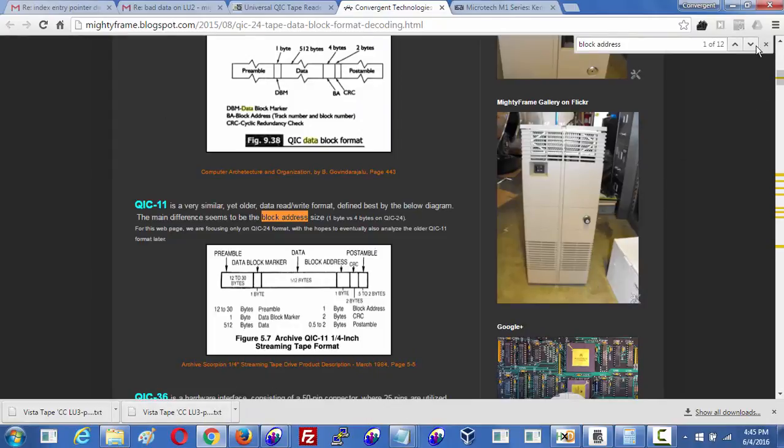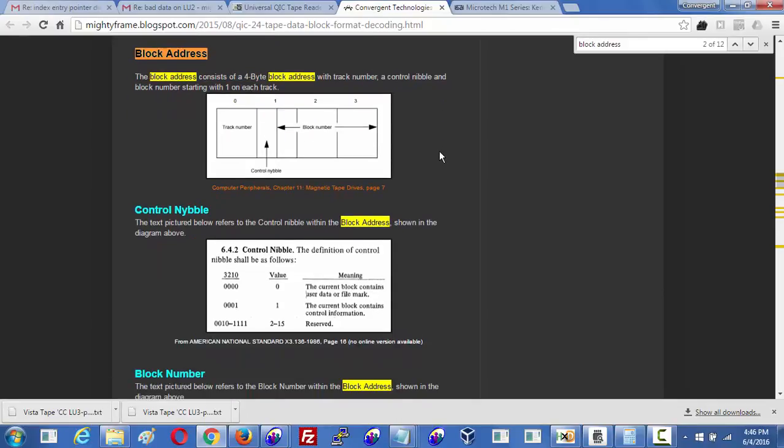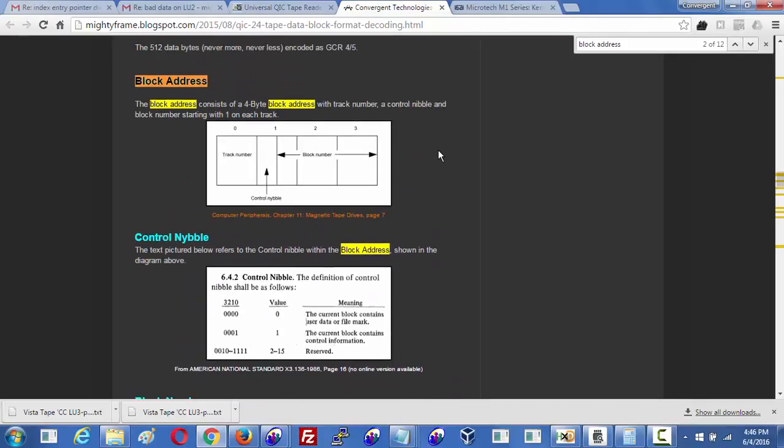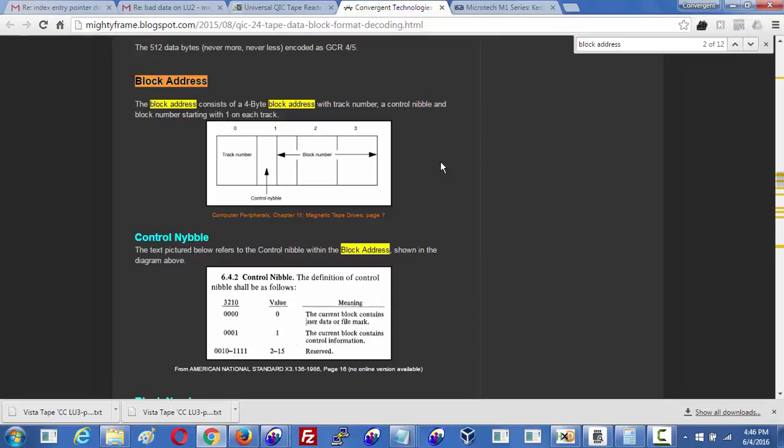Okay, block address. Let's look for it, there's plenty of block address here. Whether we're dealing with QIC 24 or QIC 11, they both consist of a 4-byte block address with a track number. No, this is QIC 24, excuse me. They both have block addresses. The question is how they manage the block addresses. QIC 11 and QIC 24 handle them differently, but they both have a block number. They actually sequentially number the blocks. How many bytes they use to track that block number differs between QIC 11 and QIC 24, but they both track the block number.